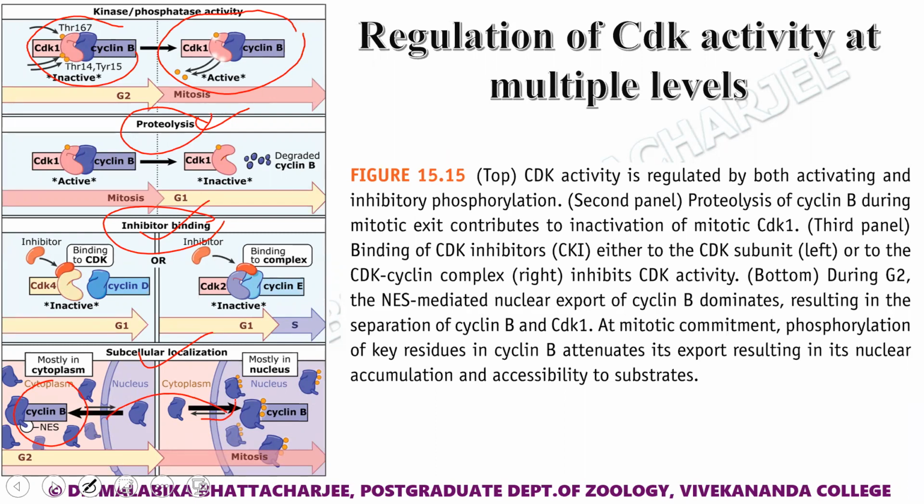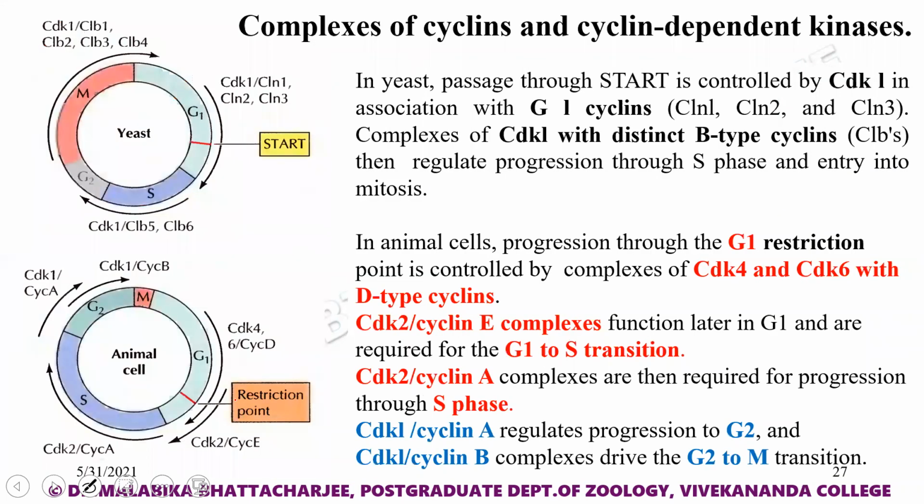So subcellular localization, where this cyclin is present. During the stages, for example, in cyclin B, G1, S, G2, it is present in the cytoplasm. And just at the outset of mitosis, cyclin B moves into the nucleus to bring about its action. So these are the four molecular mechanisms by which these enzyme partners, CDK cyclins of different stages, are controlled.